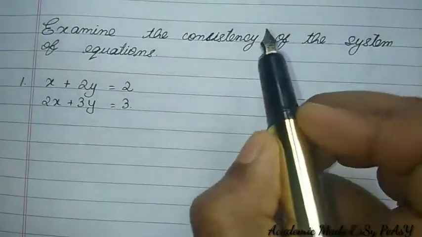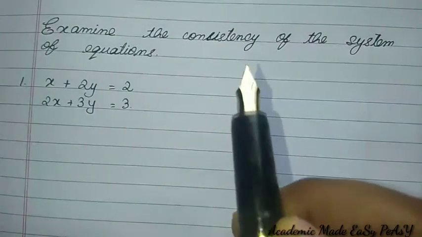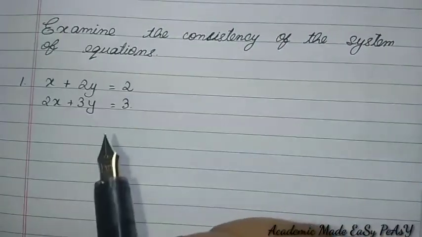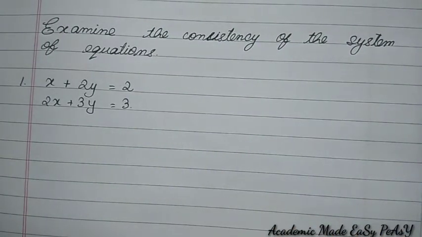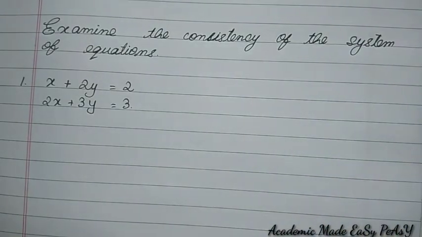Examine the consistency of the system of equations. So here we have to just check whether it is consistent or inconsistent. I have taught you what is consistent and inconsistent. Consistency means it has one or more solutions. Inconsistent means it does not have any solutions.